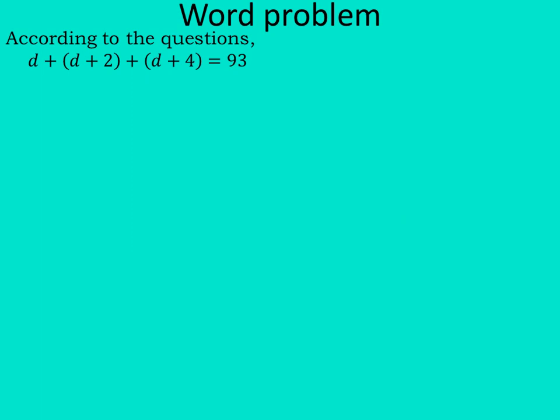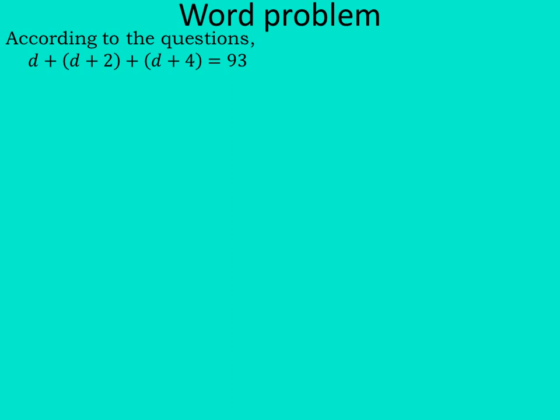So that means, according to the question, d plus into brackets d plus 2 plus into bracket d plus 4 is equal to 93. Why are we putting into brackets d plus 2? Because d plus 2 is the second number, so we put it into brackets to represent the second number, and d plus 4 is the third number, so we put it into brackets to represent the third number.